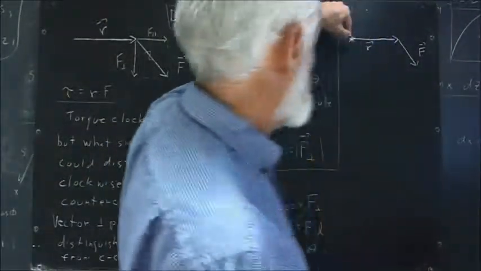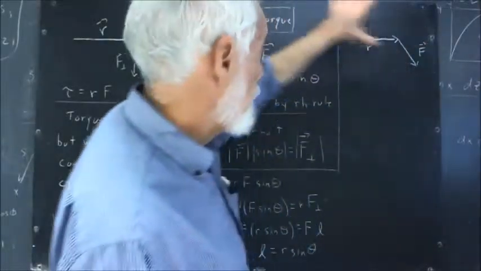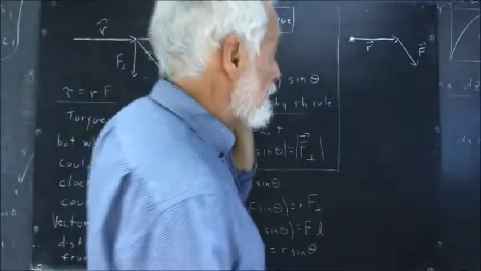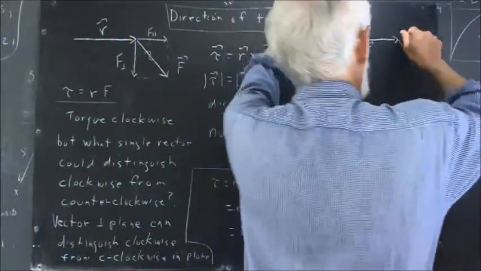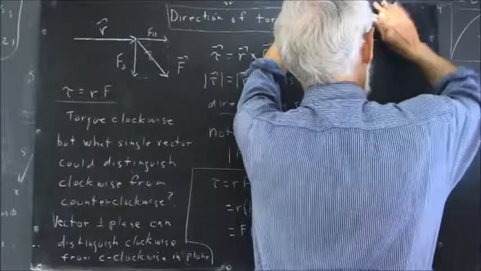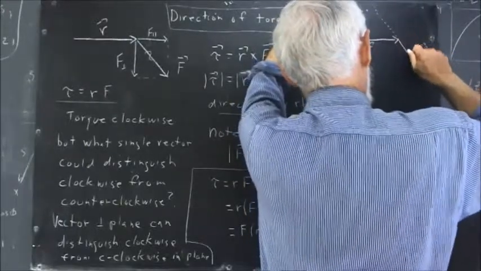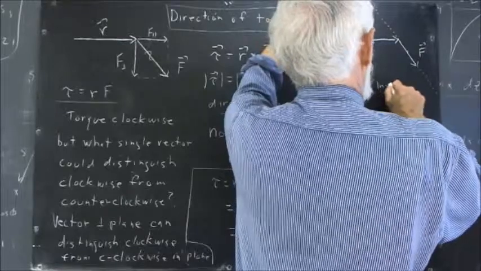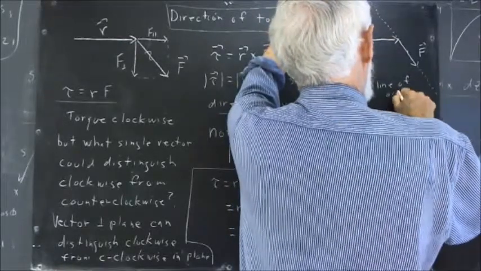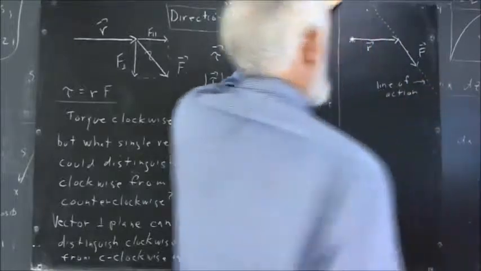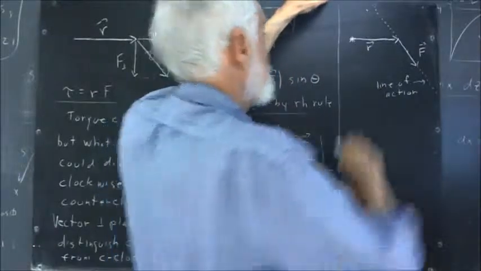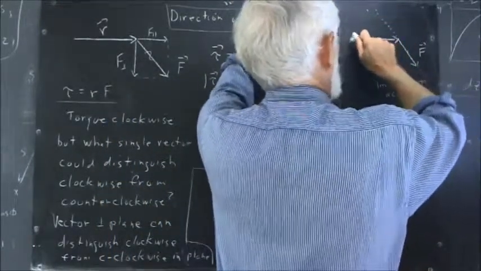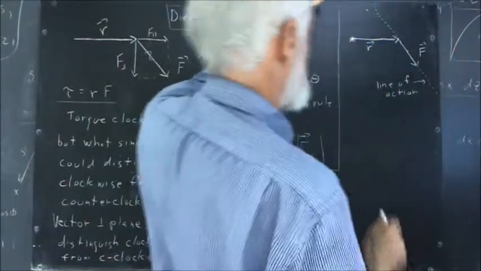So let's go to the case again where we have the r vector and the f vector. Could be any object. The f vector has a line of action, which is just a line through the point of application in the direction of f. So we have the line of action of the force. The L quantity is just the distance from the axis to the line of action.